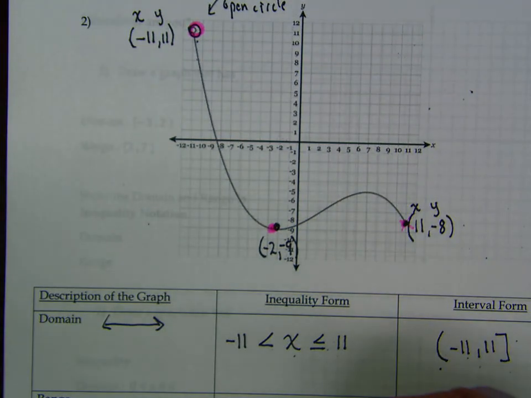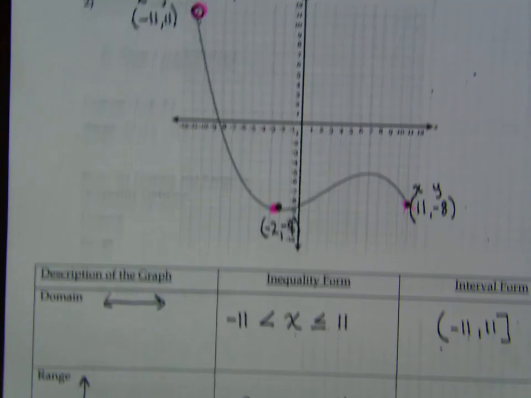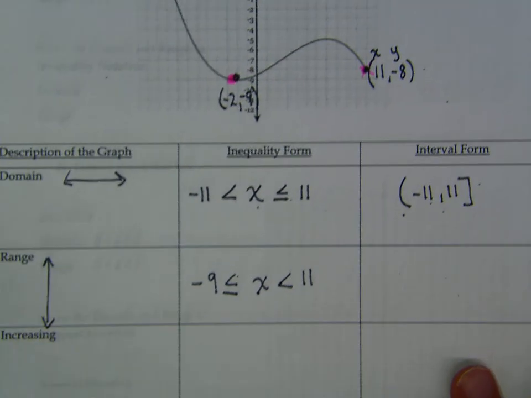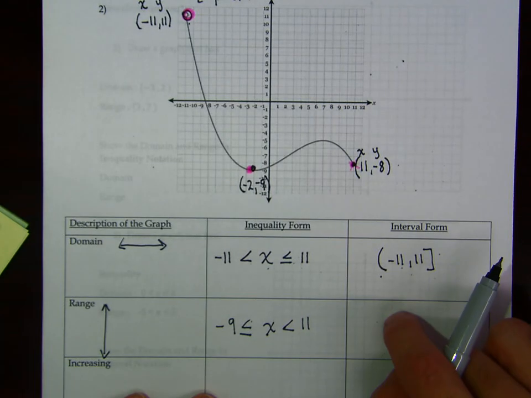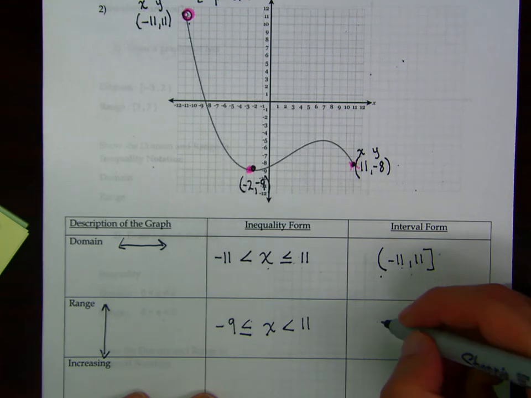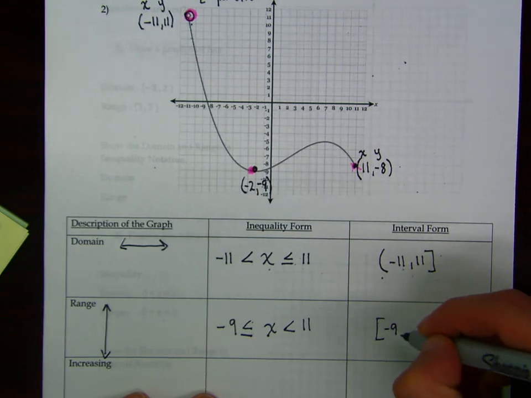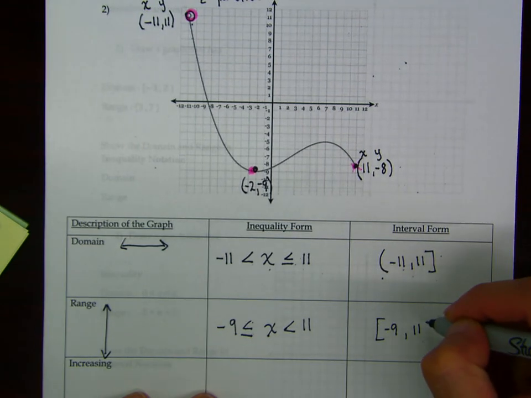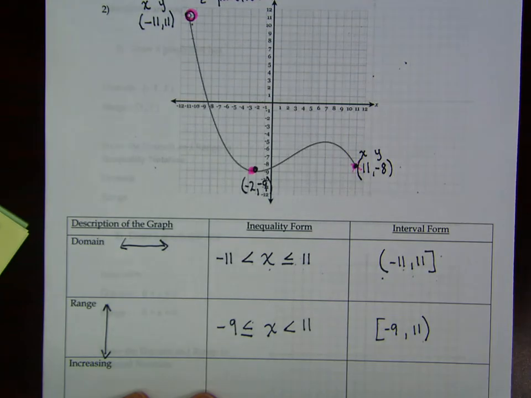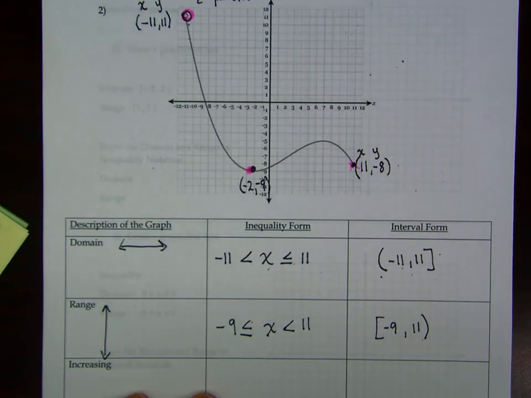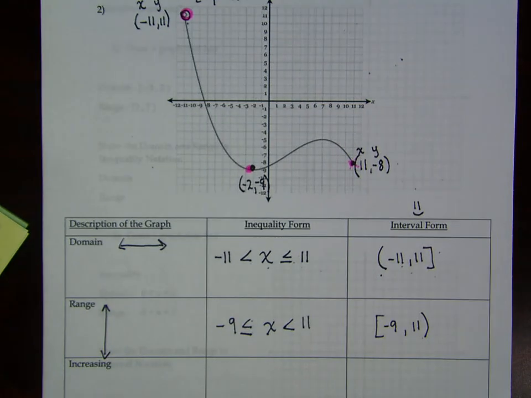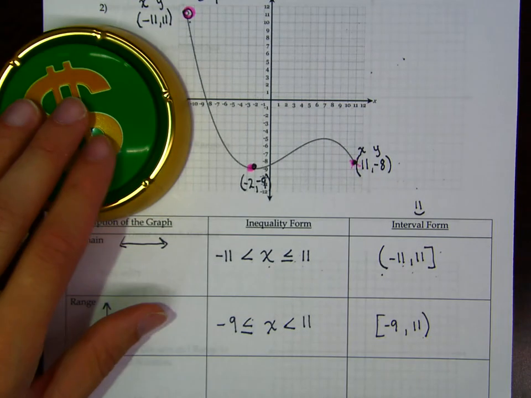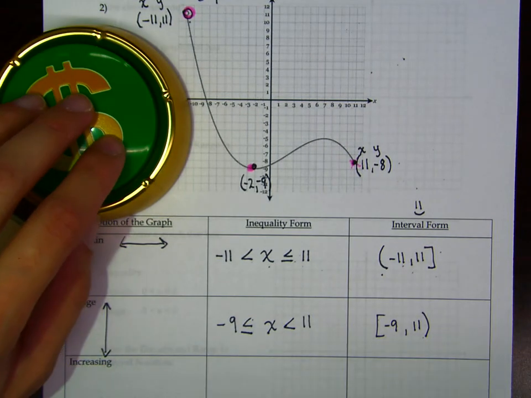And then this will be like this. And this will be like this. Oh, sorry, camera angle is bad. And then what about here? So then I have to do bracket -9, comma 11. And this should be parentheses. Okay? I hope you got this right. And if you didn't, just raise your hand and I can go through it with you.